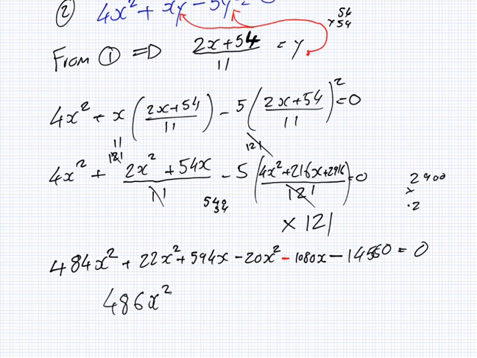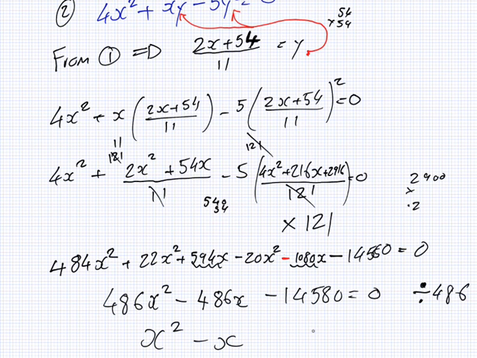What about this one minus this one? Minus 486x, minus 14580 equals that. Now, I hope you can all see, obviously, 486 goes into all of them. So if we divide all of them by 486, I get x squared minus x, what's it, 7? 8. What's this one? 14580 divided by 486. 30. Minus 30 equals 0.